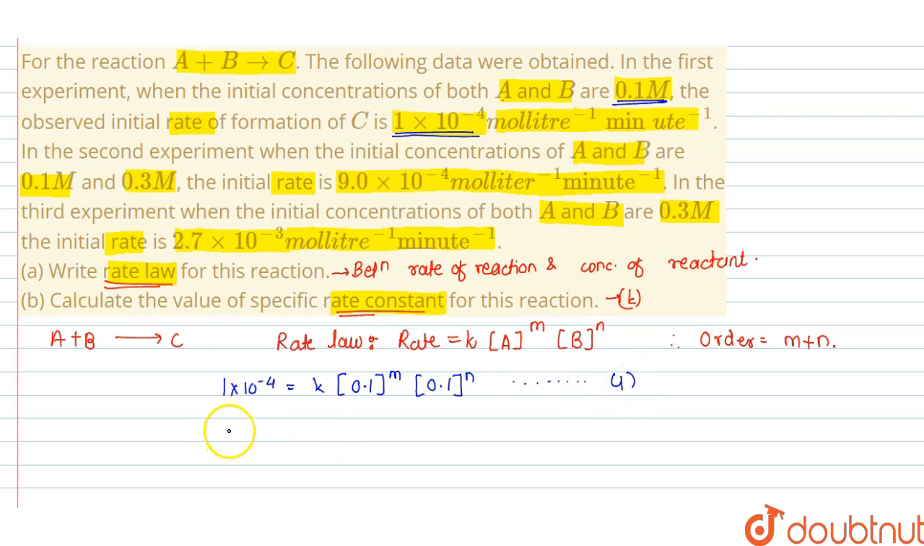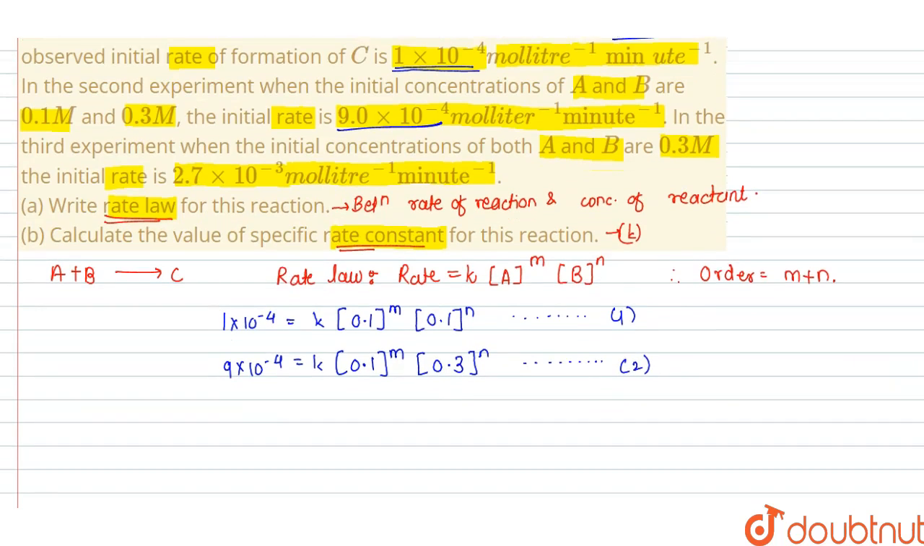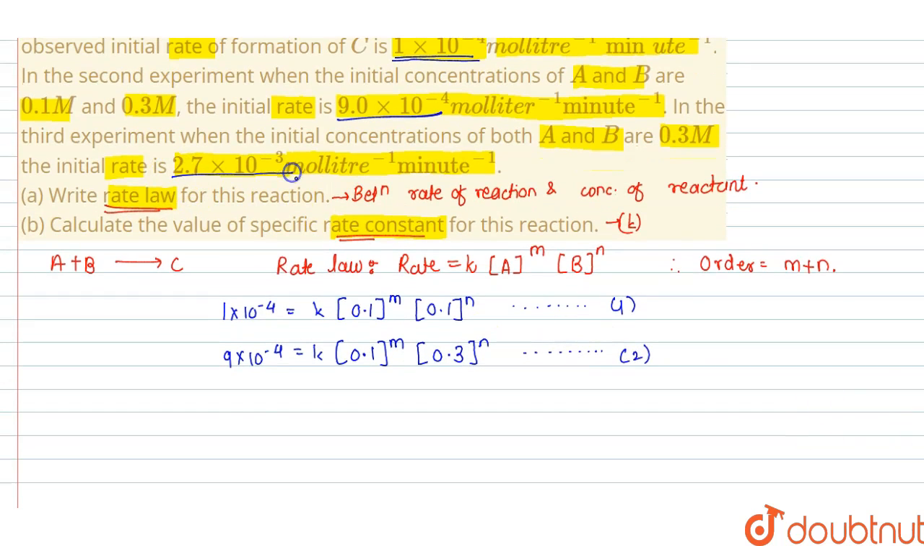Now, in the second experiment, the rate is 9 into 10 raised to power minus 4, equal to K into concentration of A, 0.1 raised to m, concentration of B, 0.3 raised to n. This is equation 2. And now in the third experiment, the rate is 2.7 into 10 raised to minus 3, equal to K into concentration of A and B both 0.3.